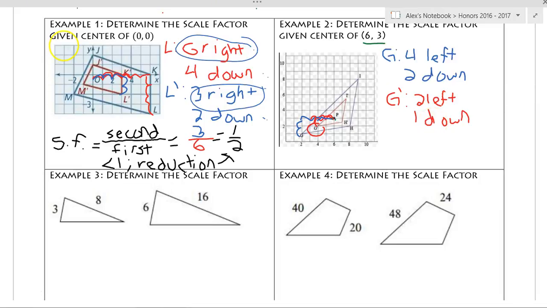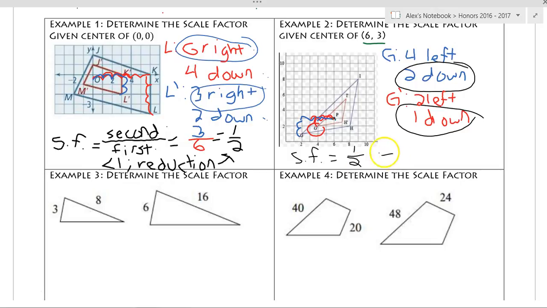So again, finding that scale factor, my scale factor equals, let's choose the downs this time, to show you that it's the same no matter what we do. And again, second over first. So that's 1 over 2. And that's already reduced for us. It's 1/2. And again, since this number is less than 1, we call it a reduction.